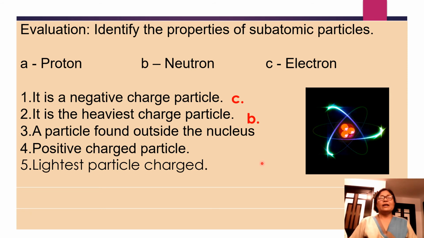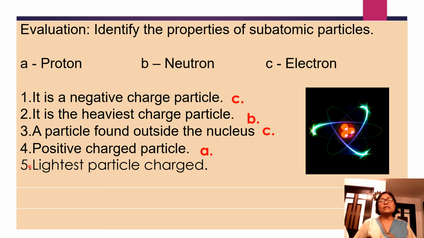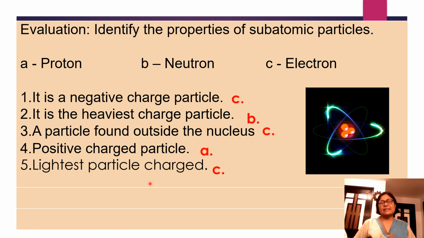Very good. Number 3, a particle found inside the nucleus, and the answer is letter C. Number 4, positively charged particle. And what is your answer, class? Your answer is letter A, which is proton. And number 5, it is the lightest particle. So the answer is letter C.